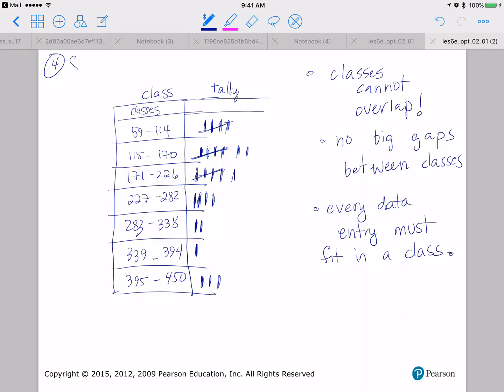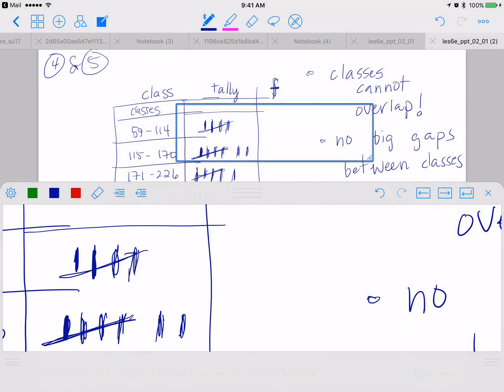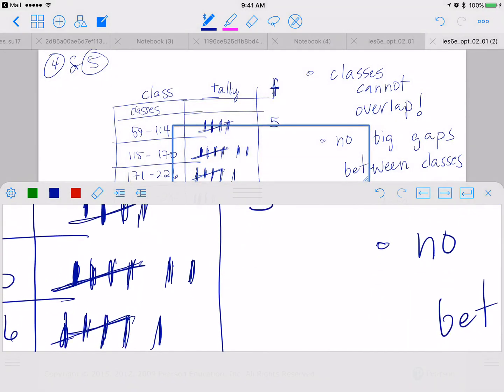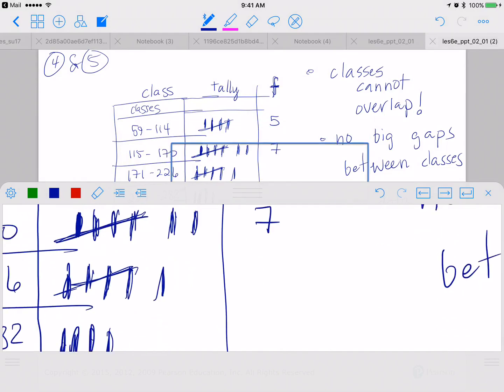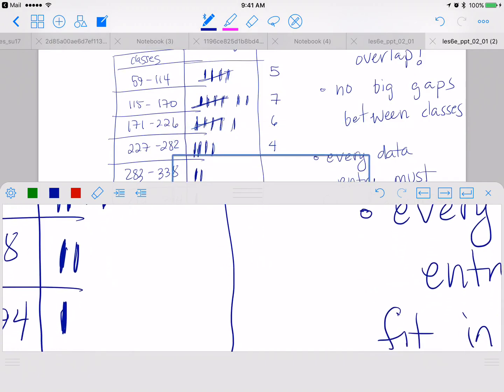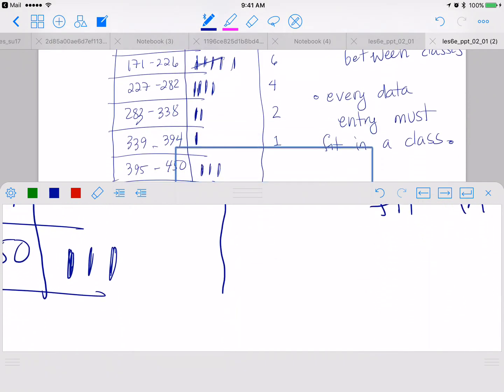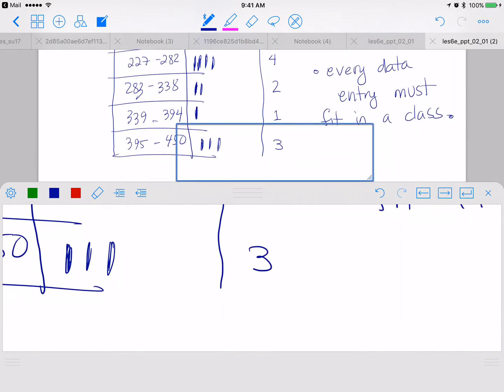And our last step, so we'll say this is 4 and 5. Our last step is to add up the tallies and actually have our frequency. So this little f symbol stands for frequency. This is going to be a 5. This is going to be a 7. This is going to be a 6. This is going to be 4. The frequency of this class is 2. The frequency of this class is 1. The frequency of this class is 3.